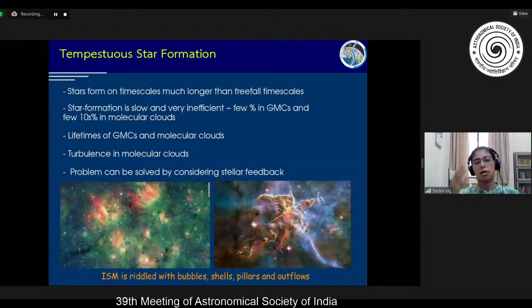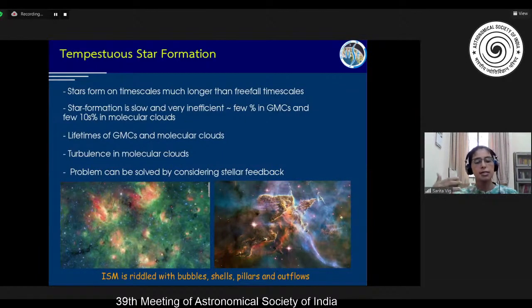Because if star formation had happened at the free fall timescale, then most of the gas in the Milky Way should have formed stars several gigayears earlier. And in fact, the star formation rate should have been much higher, at least 2 orders of magnitude higher than what is observed.